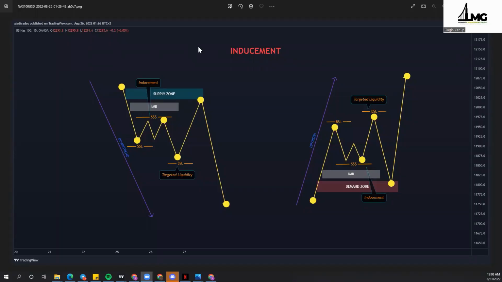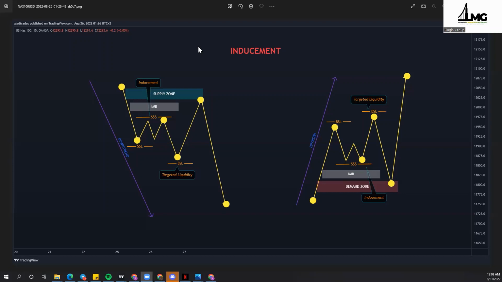Hey guys, in this video I'm going to cover the concept of inducement. Inducement is basically a manipulation in the market where smart money forms liquidity to entice traders to jump into the market, only for them to be taken out, and then pushes price in a certain direction. On the screen right now, I've got two patterns, an uptrend and a downtrend, highlighting how inducement is created.